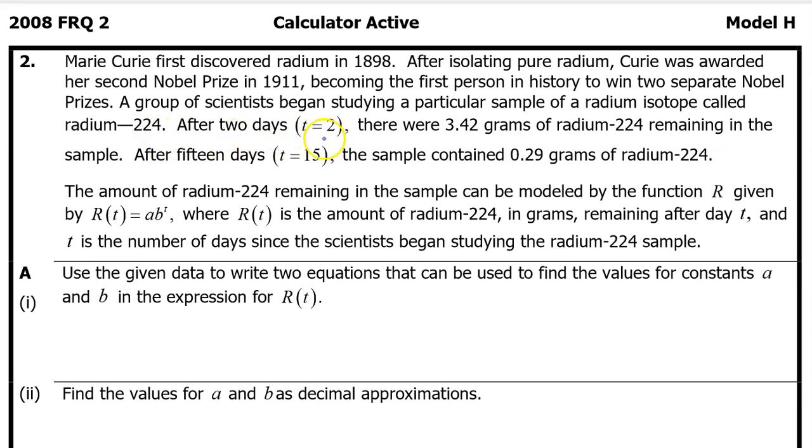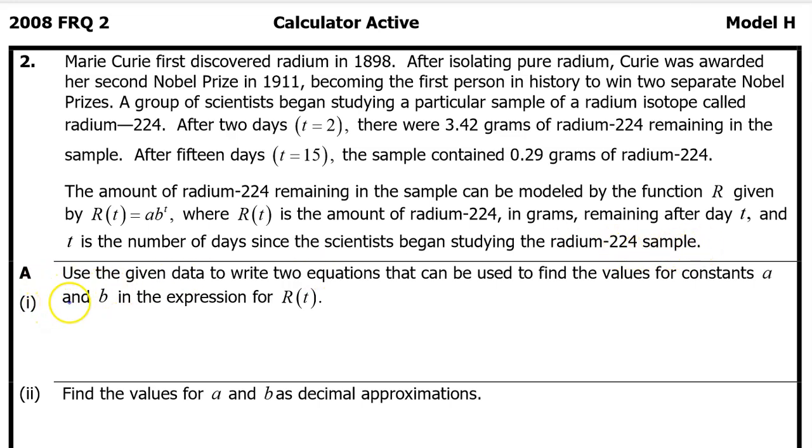After 2 days, t equals 2, there were 3.42 grams of radium-224 remaining in the sample. After 15 days, t equals 15, the sample contained 0.29 grams of radium-224. The amount of radium-224 remaining in the sample can be modeled by the function R, given by R of t equals a times b to the t power, where R of t is the amount of radium-224 in grams remaining after day t, and t is the number of days since the scientists began studying the radium-224 sample.